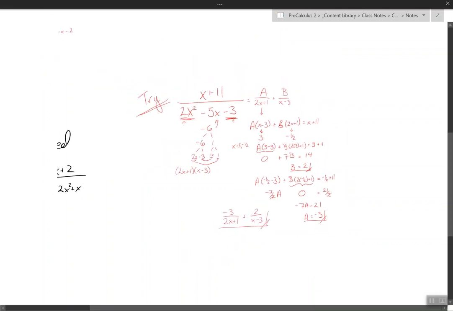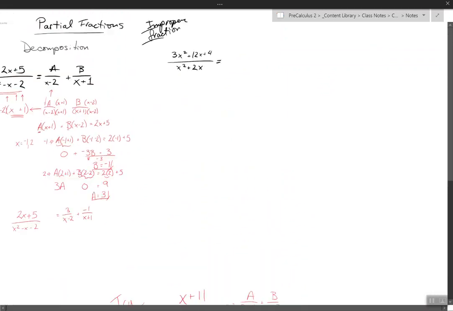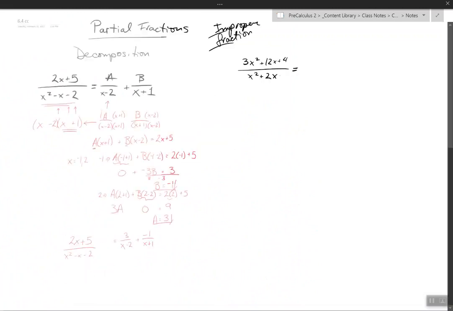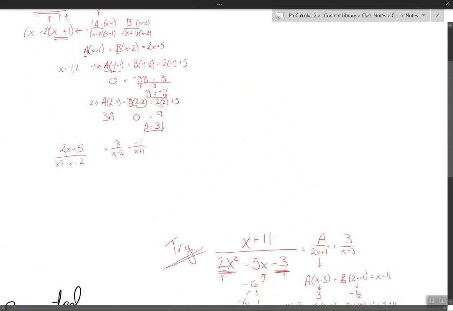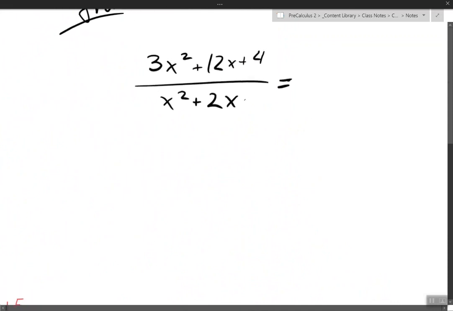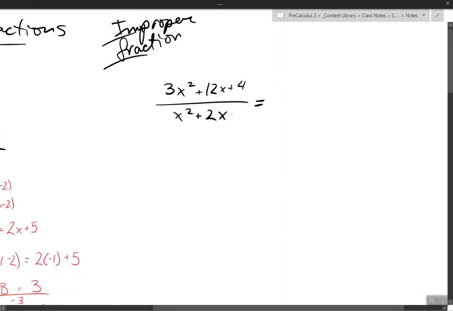All right, so we've got a couple more examples. We go back up to the top of the page, and we have an improper fraction. So if we notice, this one's a little bit different. The first two examples that we had a square on the bottom and then a linear factor, just x on the top. Here we've got a quadratic factor on the bottom, or quadratic polynomial on the bottom, as well as the top.